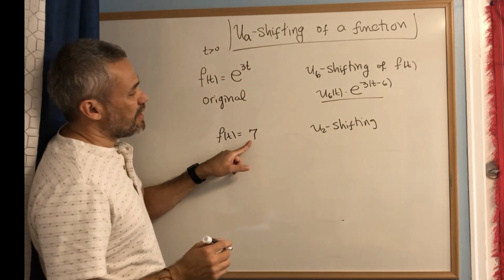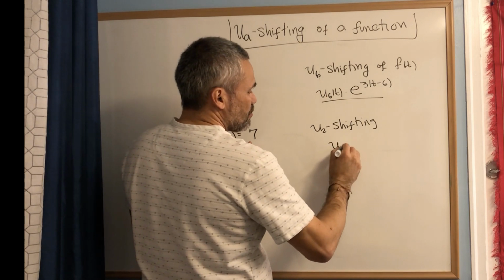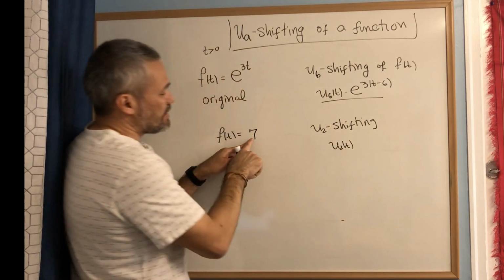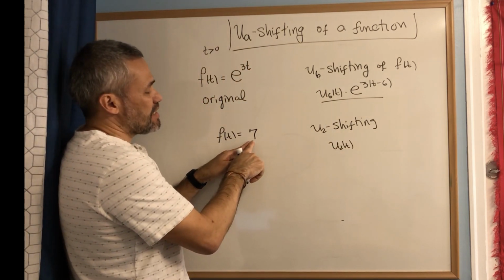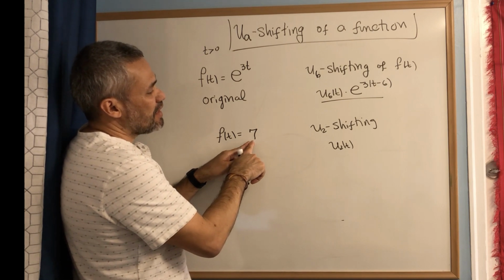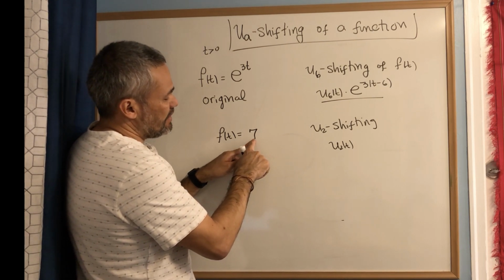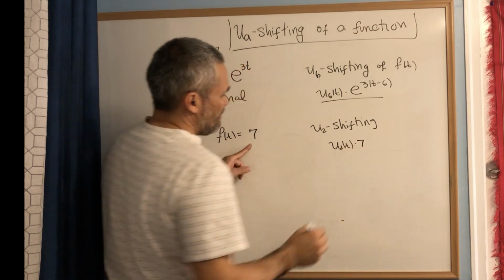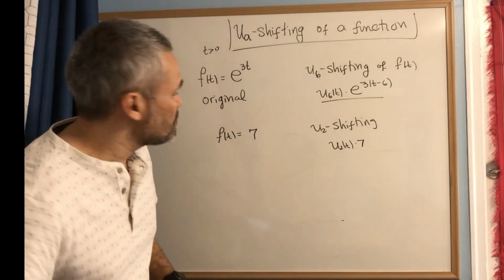Of this function? Essentially, I have to multiply u2 of t, and anytime I see that t here, I change it by t minus 2. But in this case, there is no t, then it's just 7. Then this is the u2 shifting.